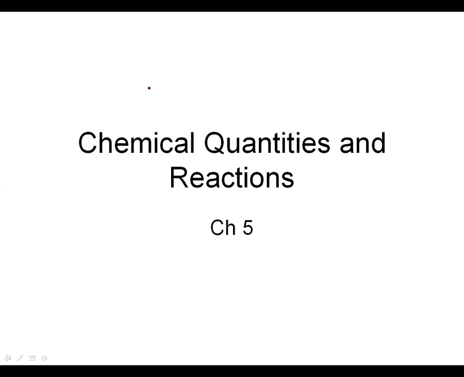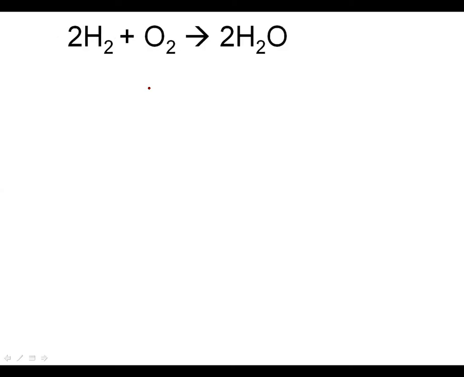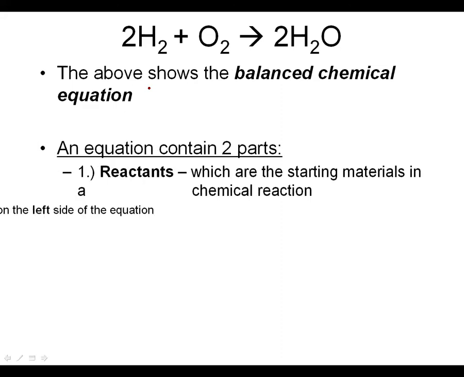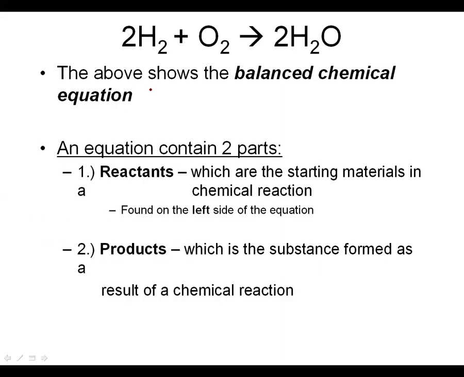All right, so in chapter 5, we're going to talk about chemical reactions, balancing equations, and all those types of things, doing calculations from equations. Again, these notes are up online if you need them or you haven't found them. The first thing we're going to do is talk about chemical equations and how to balance them and the different parts of it.